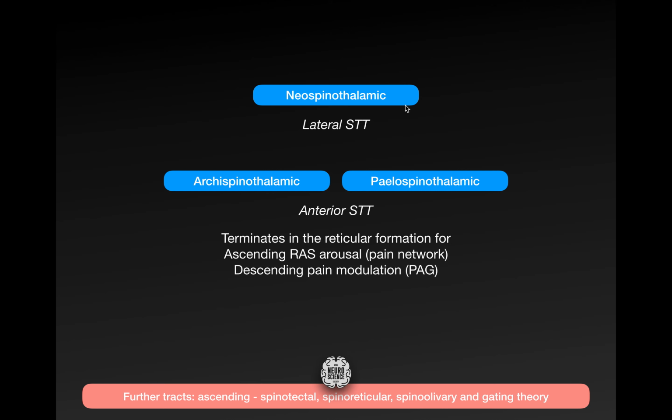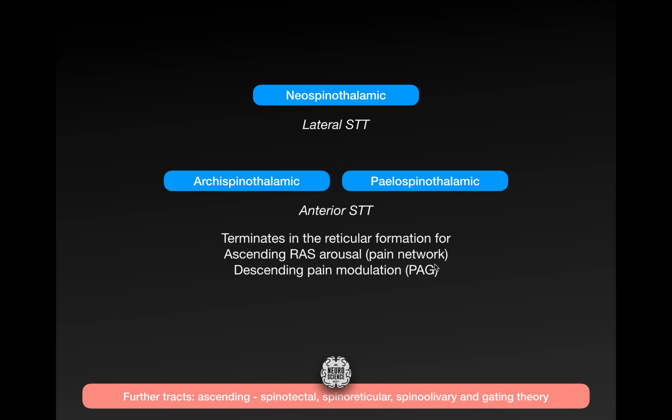Now, we've talked about the spinothalamic tract, the anterolateral system. So the lateral system is your neospinothalamic tract, and that deals with more complex pain modalities and more things like that. But your anterior spinothalamic tract bifurcates into archi- and paleospinothalamic, and this is really in the weeds of neuroanatomy here.